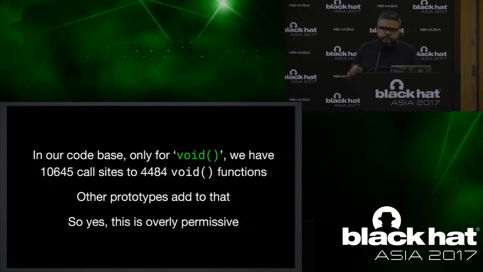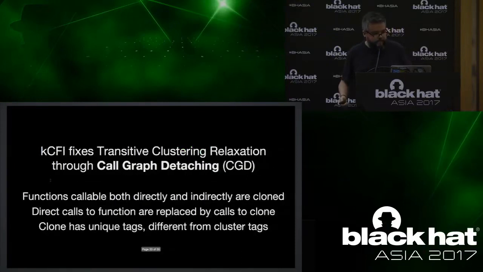So in our code base, on the kernel configuration that we tested, only for the void-with-no-arguments prototype, we have 10,645 call sites with 4,484 void functions. So this is a lot. And we still have other prototypes that add to that in terms of relaxation too. So the resulting CFG is quite permissive. So yes, we don't want that. We want to find a way to prevent that.